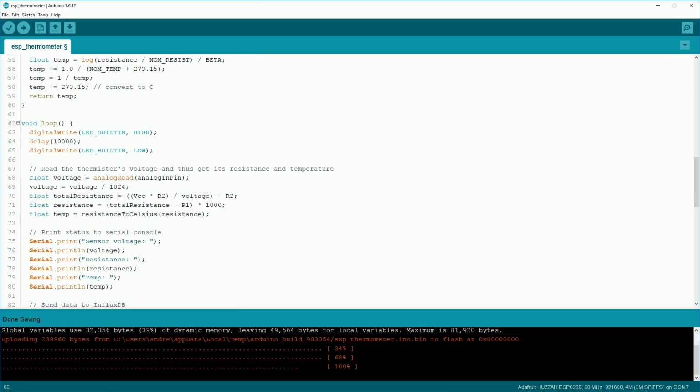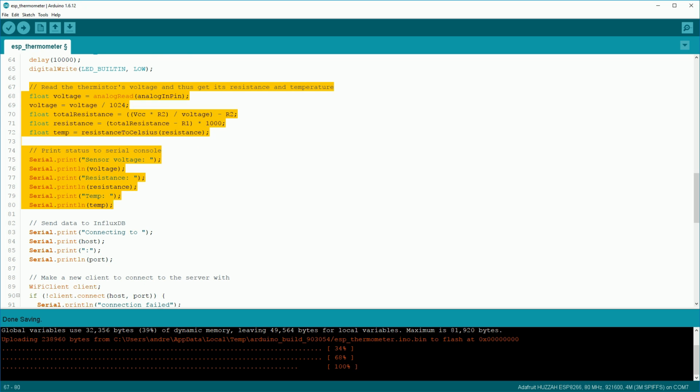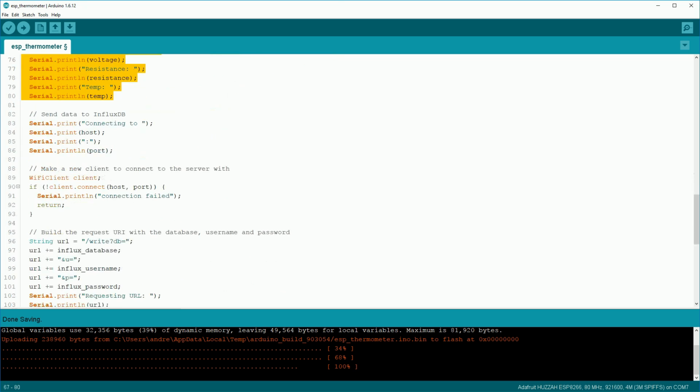Our resistance to Celsius function makes a return here, it's the same as it was before, and now we get to the main loop. The first difference is the delay is 10 seconds. I only need temperature every 10 seconds, it's not going to change that much. Around this, we have a couple of writes to make the LED on the ESP8266 board that I have flash on and off, so we know when it's transmitting data.